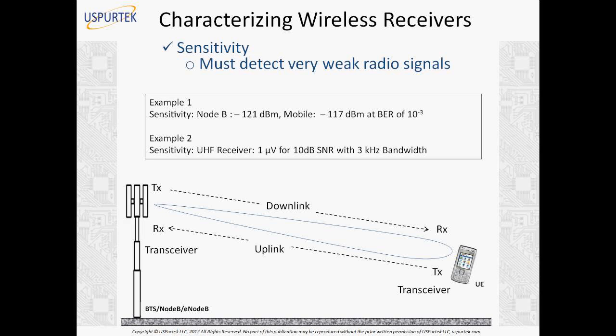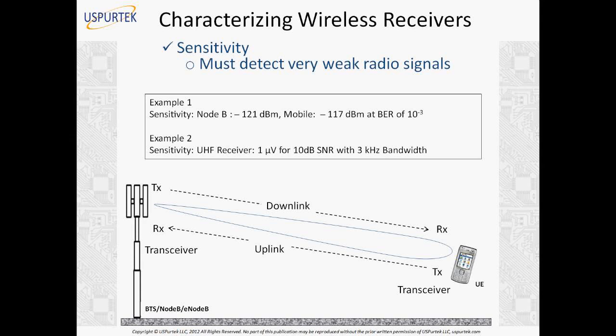A few examples of how the sensitivity of a receiver is mentioned in the literature or in the specifications of that particular equipment. For a Node B, you could say it's minus 121 dBm, and for a mobile or a handset, it's minus 117 dBm at a bit error rate of 10 to the power minus 3. Usually the bit error rate is also mentioned, to be sure that at this signal level, this is the error rate you will encounter when you're transmitting any signal or data.